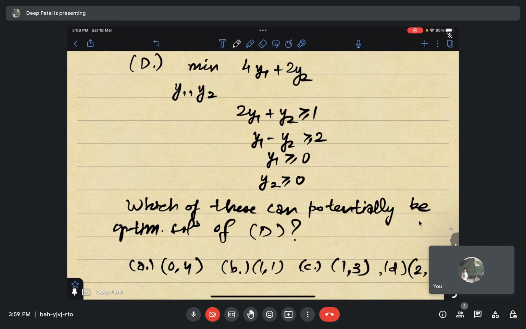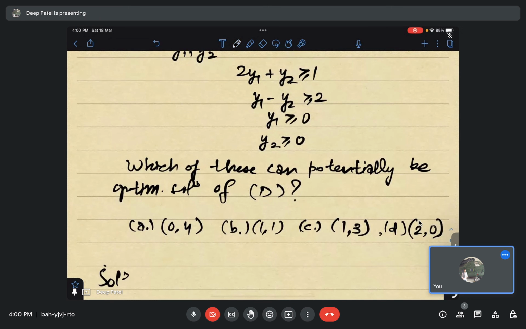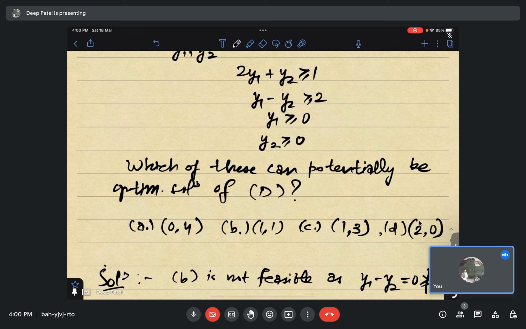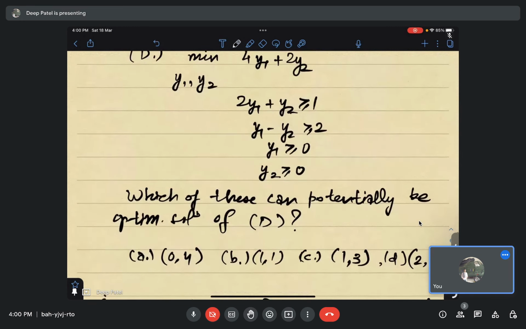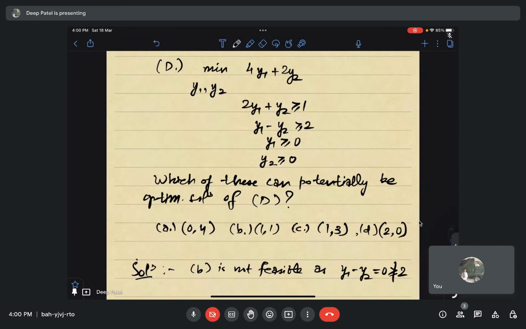But I think B is not possible, right? B is not possible because of the second constraint, correct. So let me write that. B is not feasible as y1 minus y2 equals 0, which is not greater than or equal to 2. Okay, what else can we say?